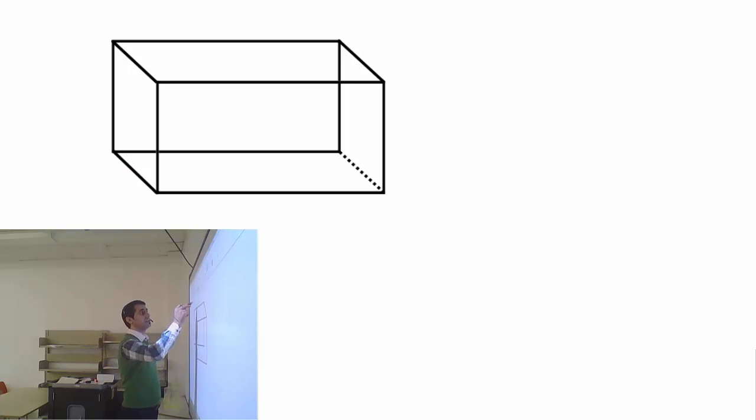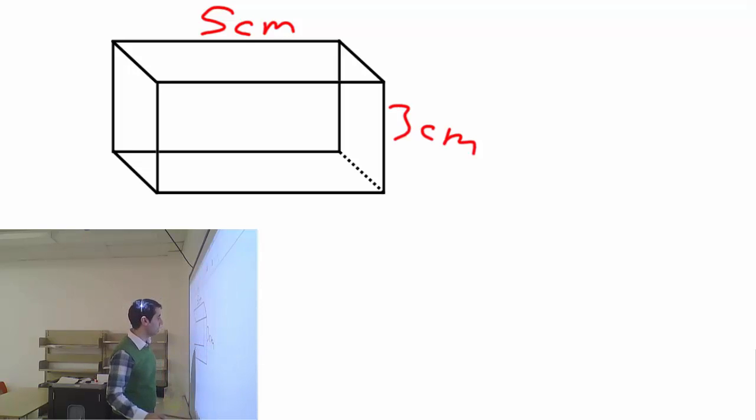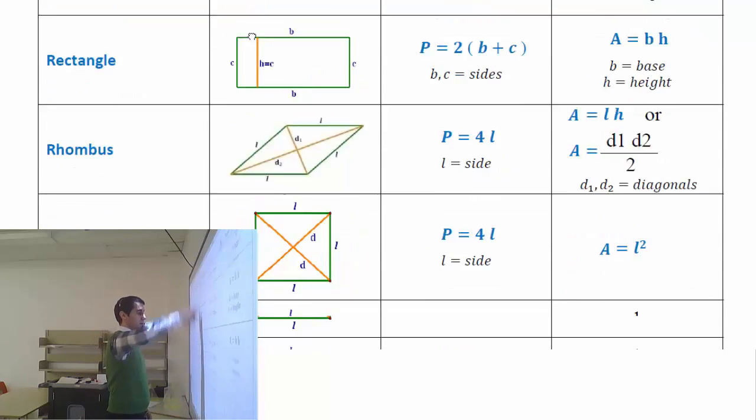And let's give some numbers. Let's say the length is 5 centimeters, the height is 3 centimeters, and the width is 2 centimeters. So what is the volume? First, you need to have the volume formula.